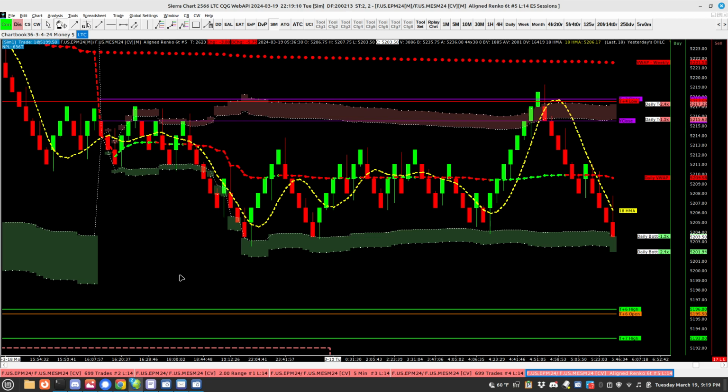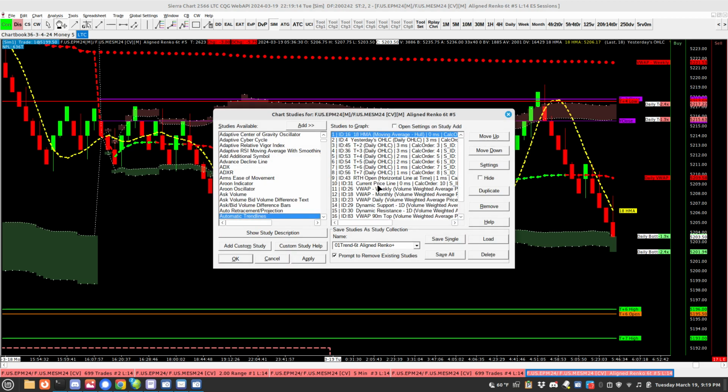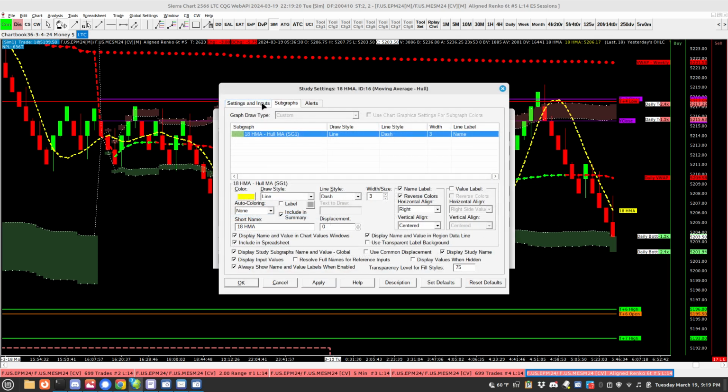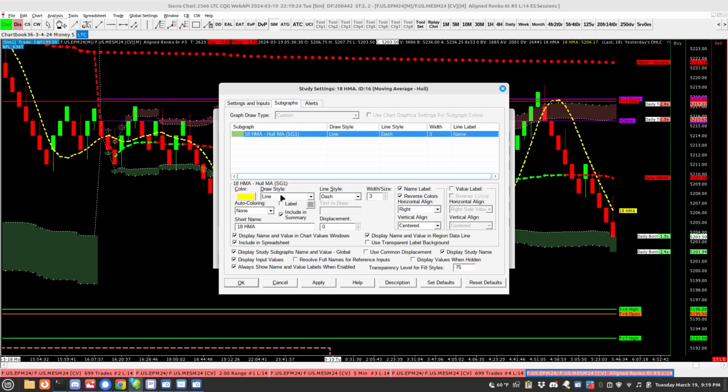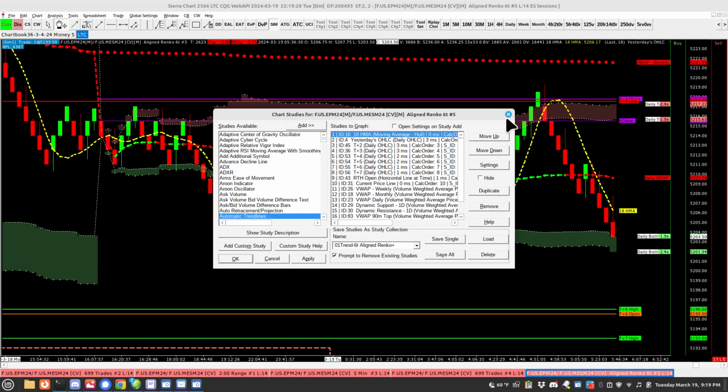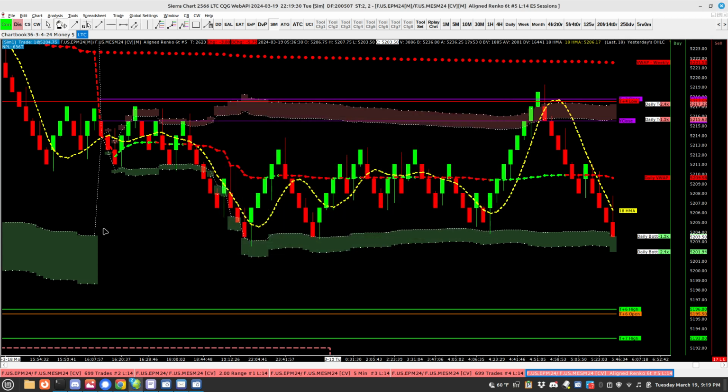correlation with the 18, and let me verify that is actually an 18 HMA. Yeah, it says it right at the top there. Hull moving average, that's an 18 HMA, okay? And what I do is I just draw a line on the chart. Just a dotted line on the chart, no big deal. I have some other things on the chart.